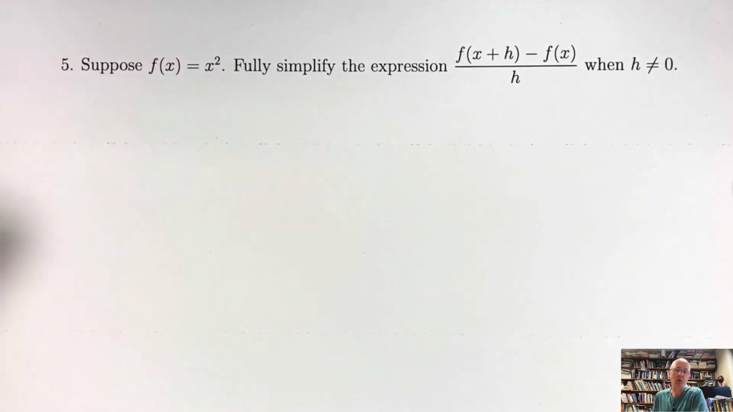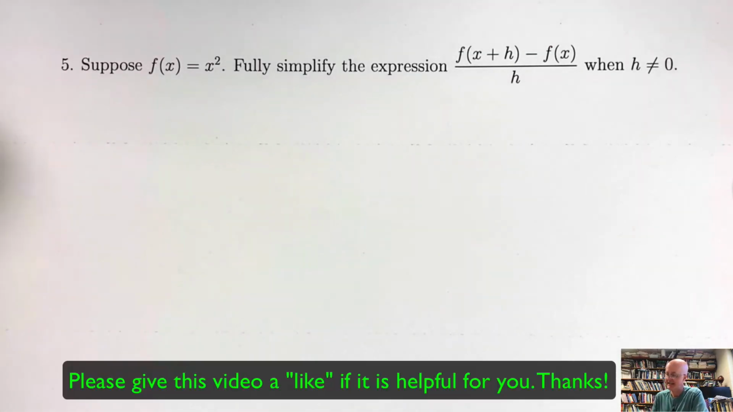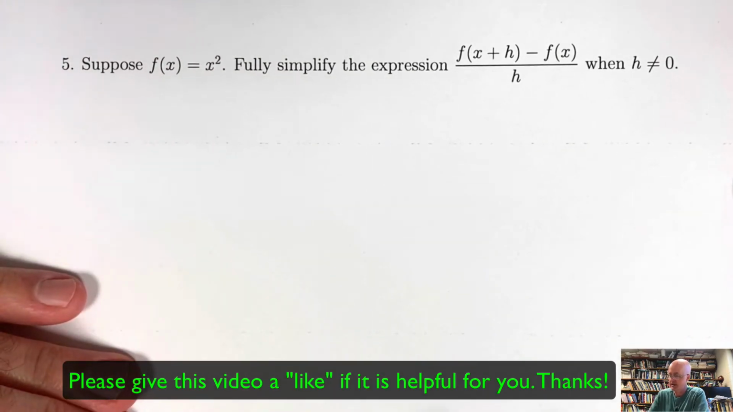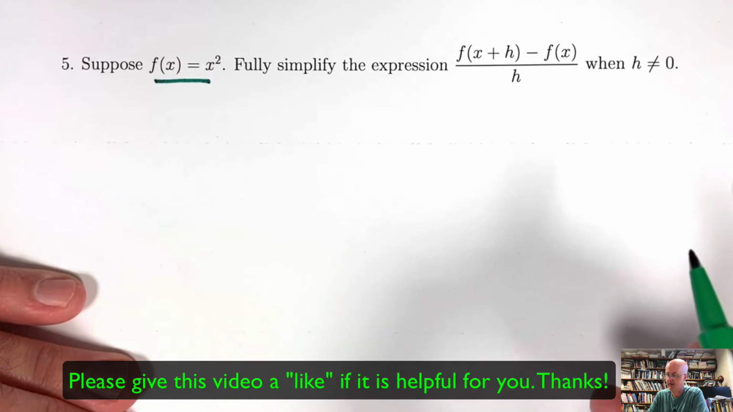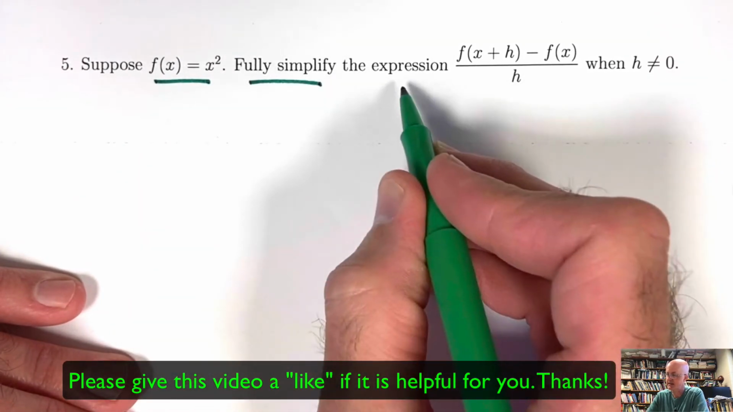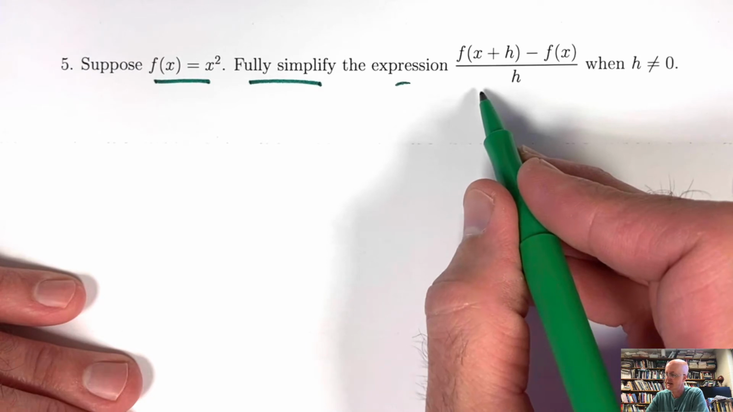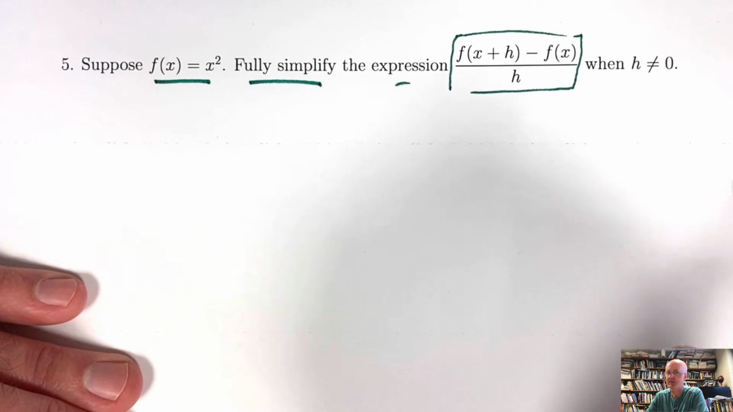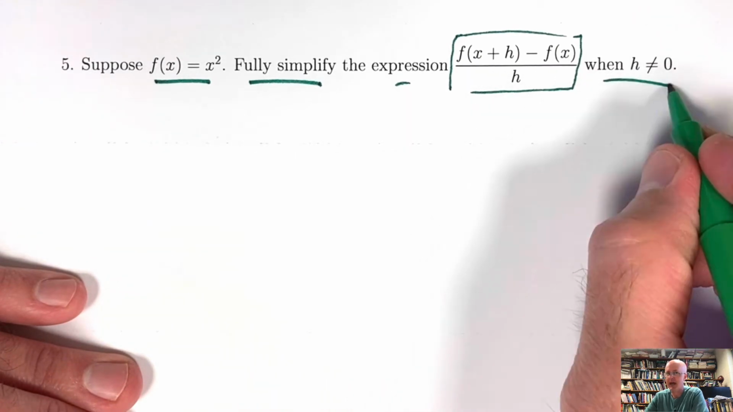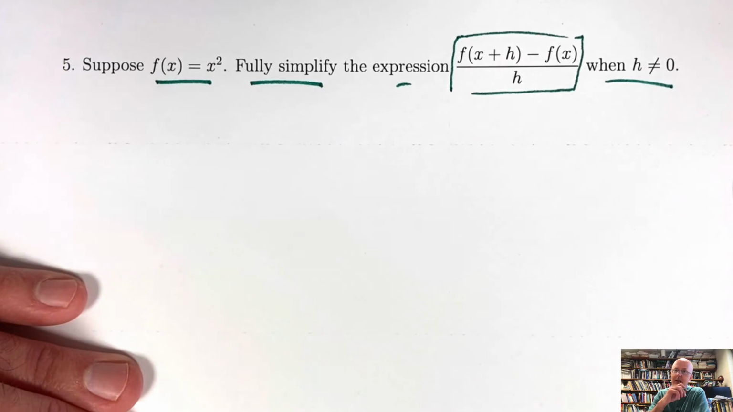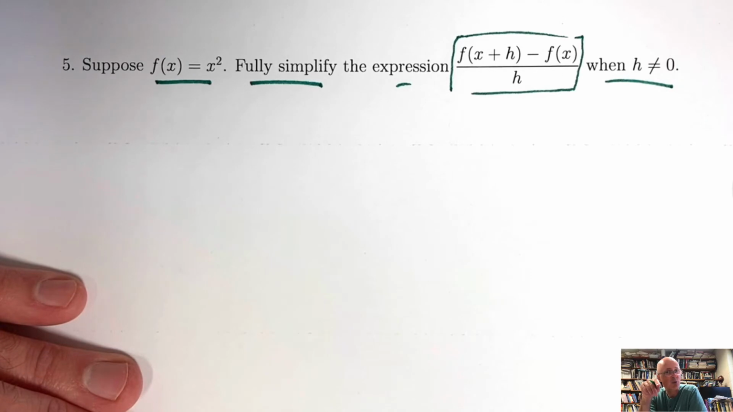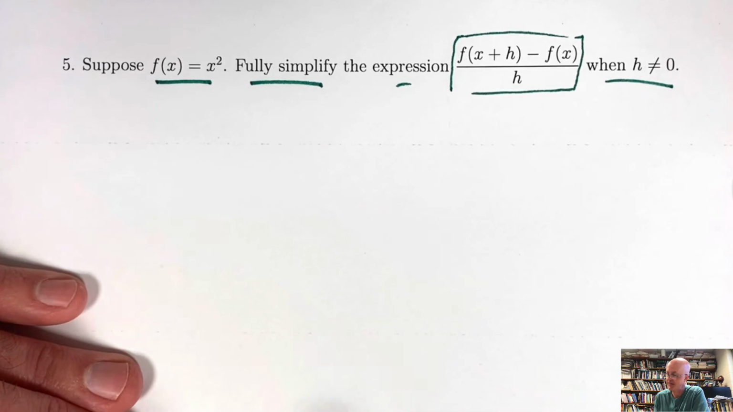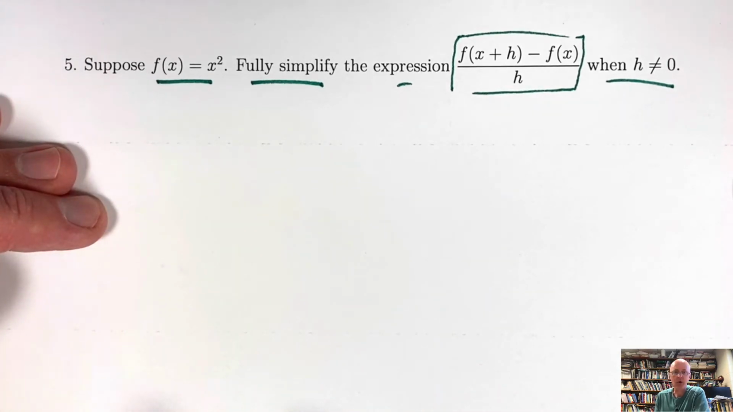Number 5 is a really important kind of problem to get good at for calculus. It comes up a lot with derivatives. Suppose f of x equals x squared. Our goal is to fully simplify the expression that you see here, the fraction f of x plus h minus f of x, all divided by h. And to fully simplify it, we need to assume h is non-zero, though in calculus what ends up happening is you still think about what happens to this expression as h gets really close to 0 without equaling 0. It's called a limit.